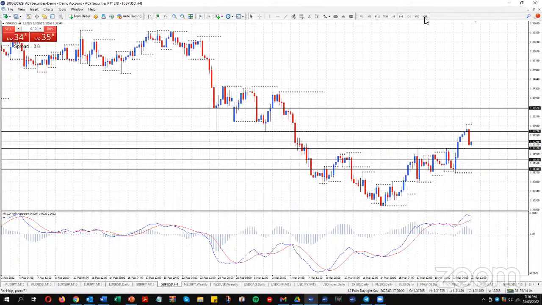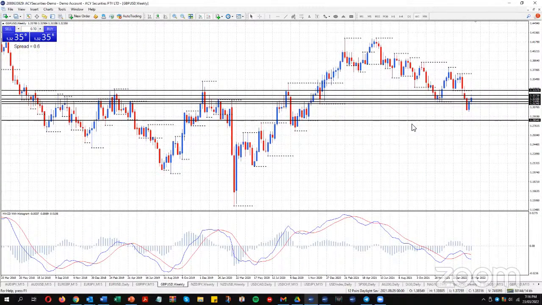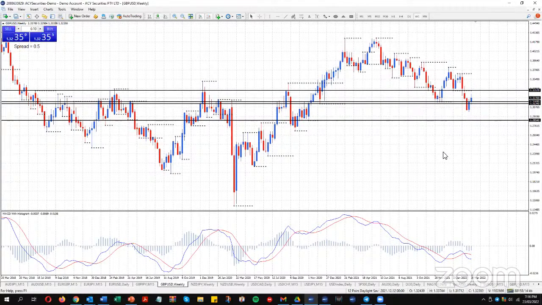Pound dollar. Let's have a look at the weekly chart. I'll just take a few of these lines off so we can see price. All right, those lines in at the moment are my weekly levels.